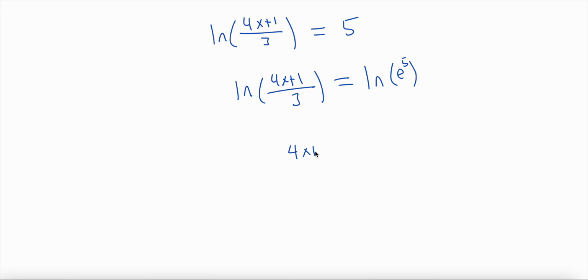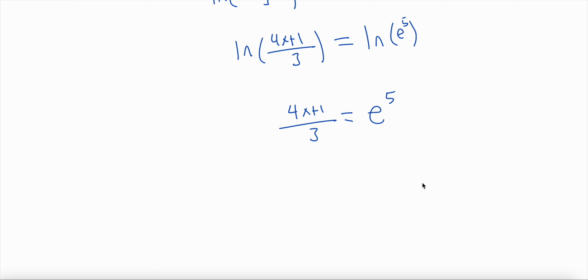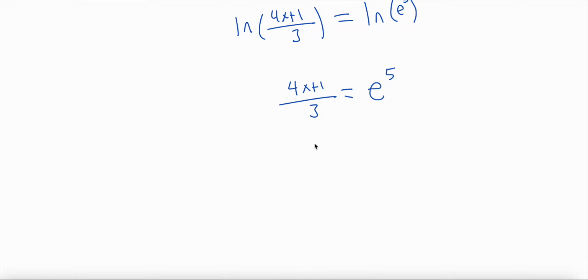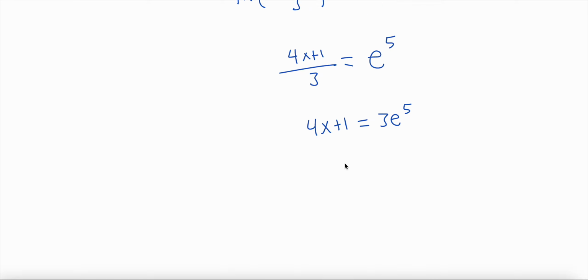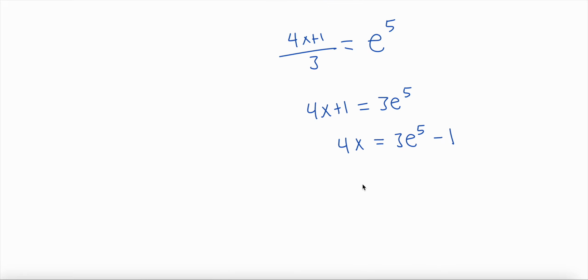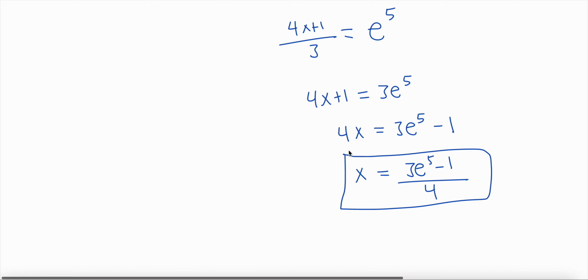So now we can equate these two expressions here. So we have 4x plus 1 over 3 equals e to the 5. And now solving this, we can multiply both sides by 3. We have 4x plus 1 equals 3e to the 5. Now subtracting 1 from both sides, 4x equals 3e to the 5th power minus 1. And dividing 4 on both sides, we have x equals 3e to the 5th power minus 1 over 4. And that is going to be our final answer for that one.